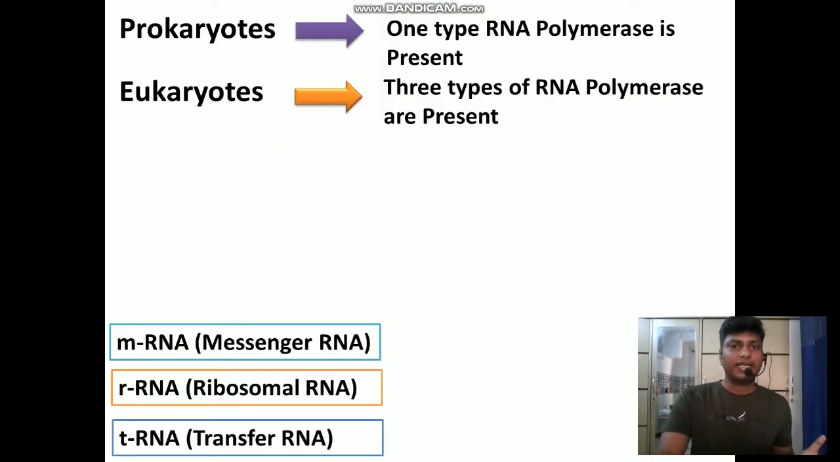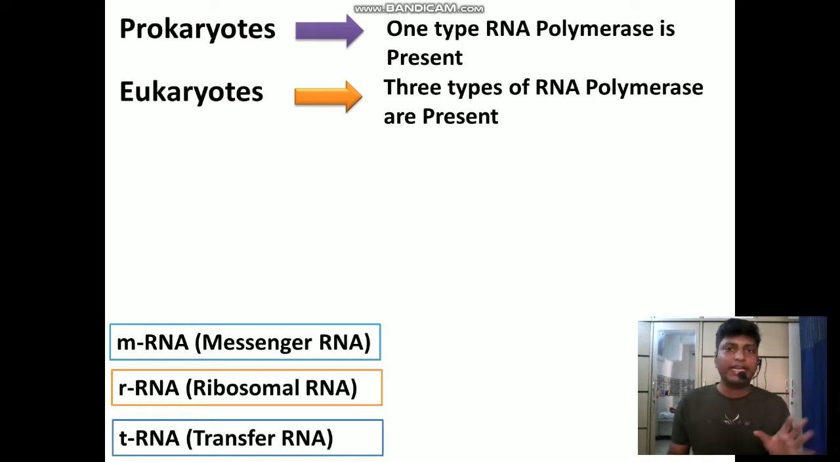Now, as we said, there are three types of RNAs which are going to be formed: mRNA, rRNA and tRNA. The RNA polymerase helps in transcription. So in case of prokaryotes, there is only a single RNA polymerase which forms all three types of RNA, that is mRNA, rRNA and tRNA. Whereas in eukaryotes, there are three separate RNA polymerase enzymes which actually help in their formation.